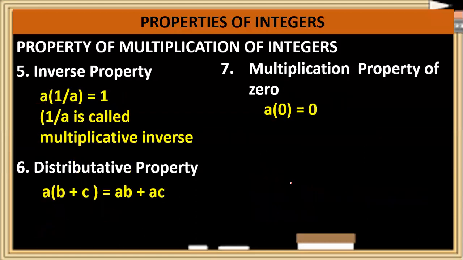Then we have number 5. So the fifth property is we have the inverse property.